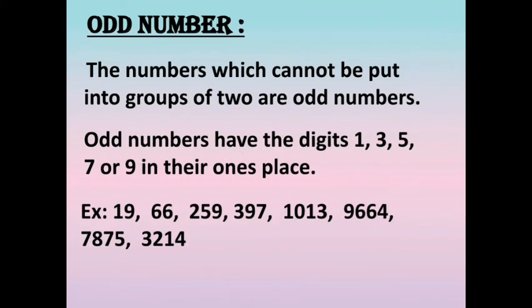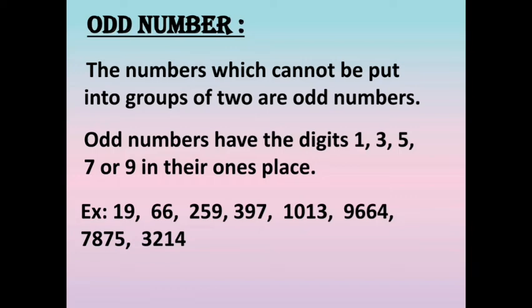So tell me, what are the odd numbers? Is 19 an odd number? Yes, because it is having 9 in ones place. Is 66 an odd number? No, because it is having 6 in ones place. So what is 66? It is an even number. And 259 is an odd number because it is having 9 in ones place. And 397 is also an odd number. 1113 is also an odd number.